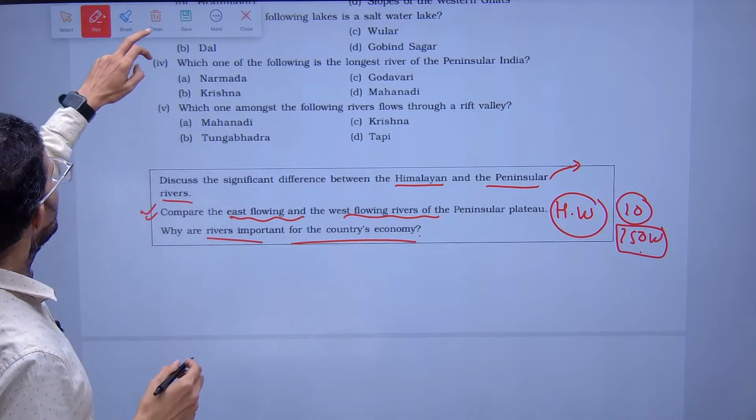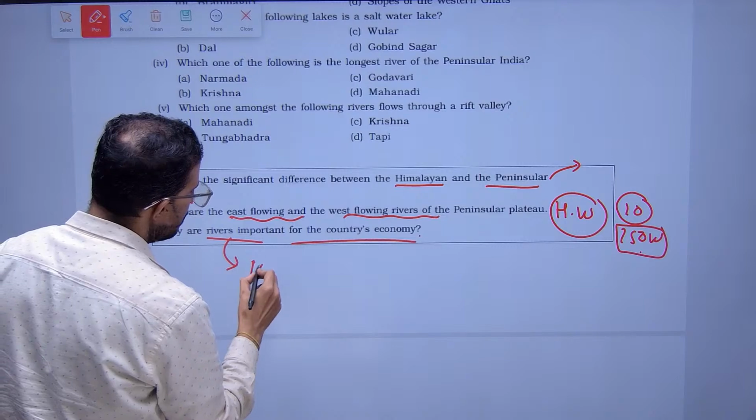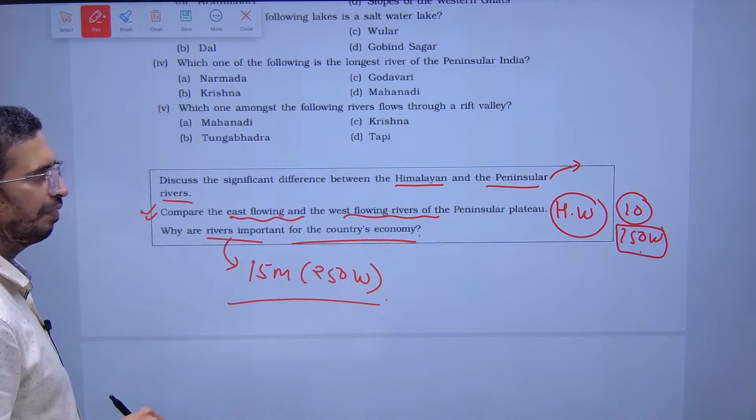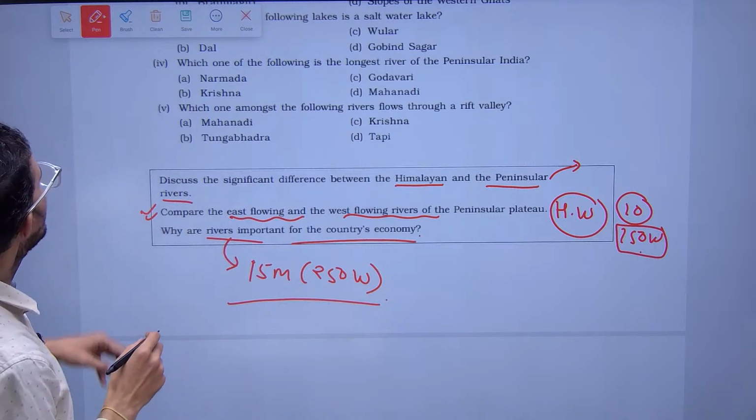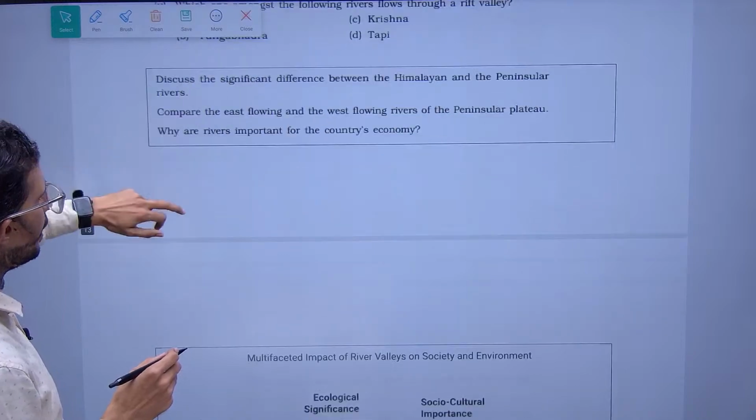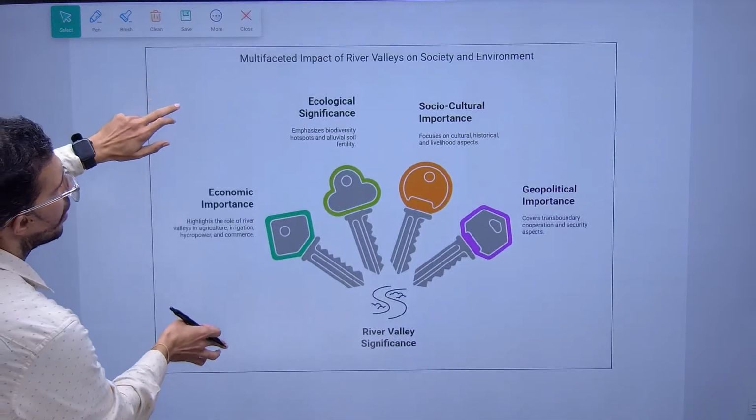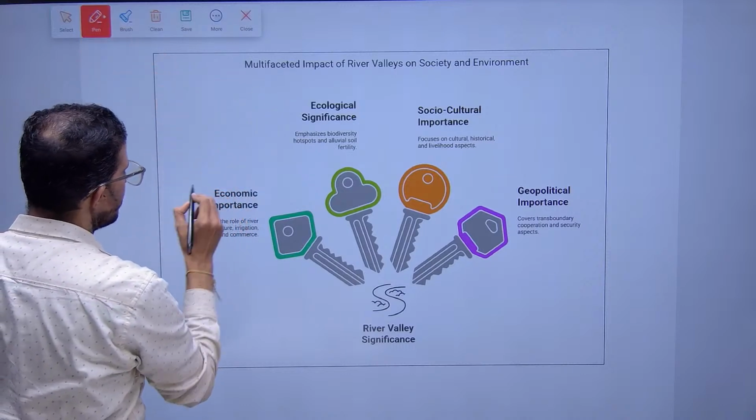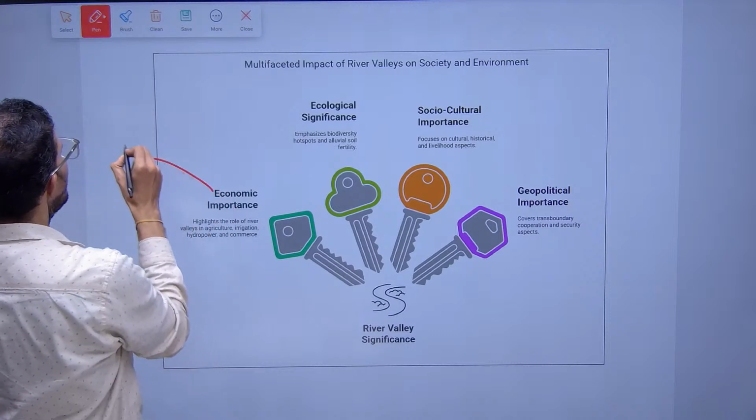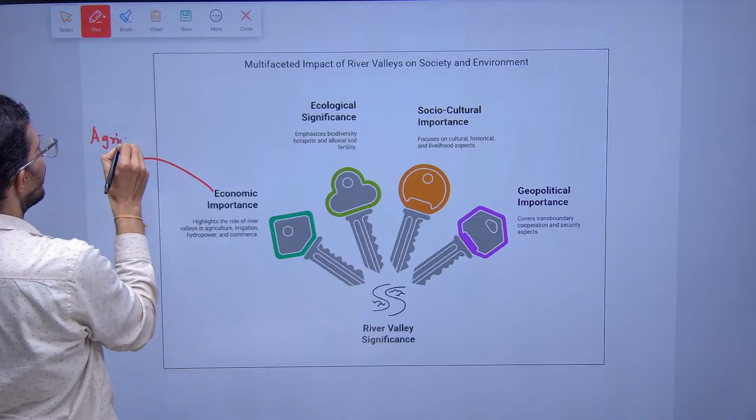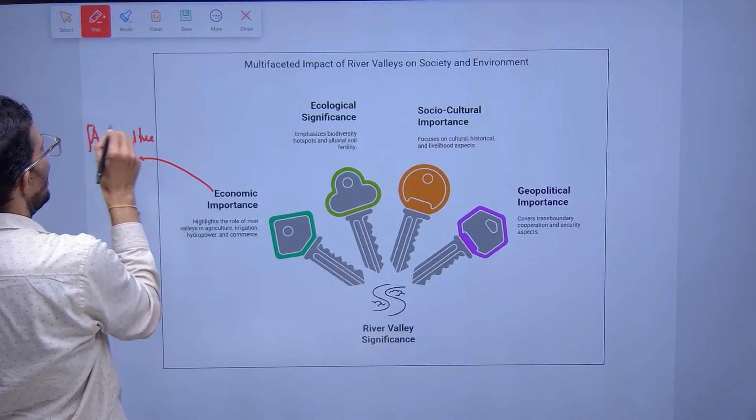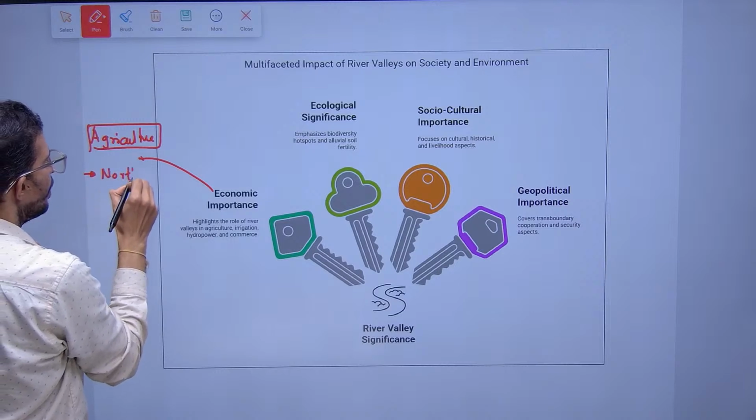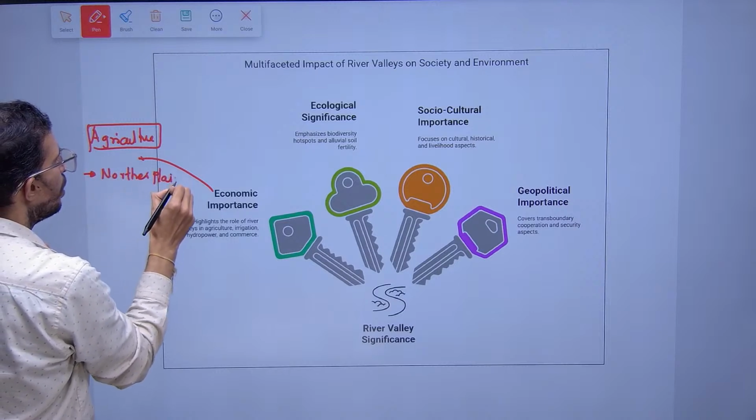Why are rivers important? Again, the 15 marker question, then 250 words for you. Now we will see just the aspects I am explaining, just write down those points. The first one is the economic importance. With respect to agriculture, we all know the northern plains are very important and fertile.